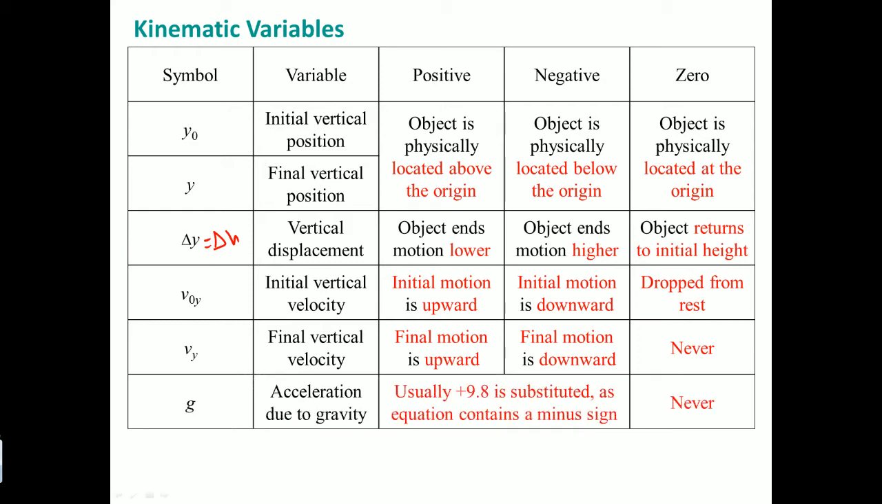G is the acceleration in the y direction. Please understand that. You're going to see that it's always 9.8, and you're going to substitute it in as positive 9.8, as the equation will always contain a minus sign already for you. You're never going to get a 0 gravity. When we solve the problem, it's the same way as what we did in kinematics.